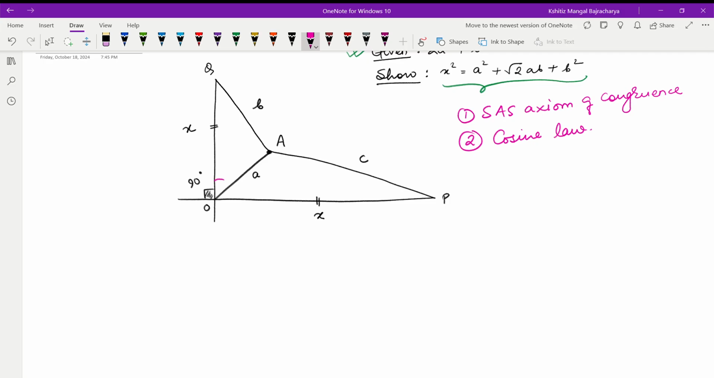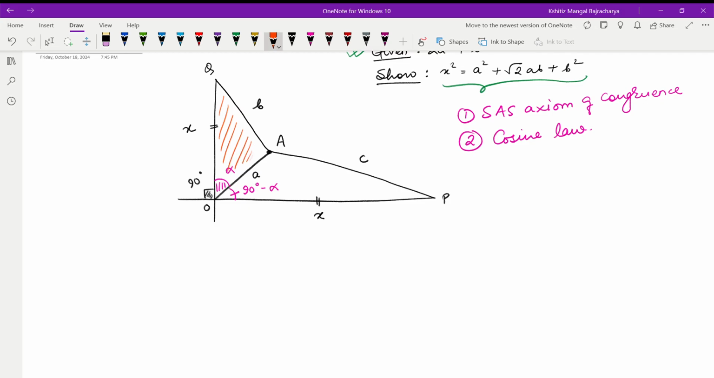Let me call this angle alpha. Then since the entire angle QOP is equal to 90 degrees, it follows that this angle is 90 degrees minus alpha. Now to use the SAS axiom, we're going to construct a triangle congruent to this triangle OAQ.